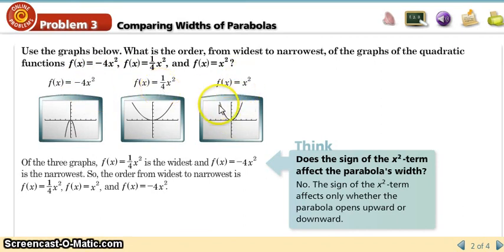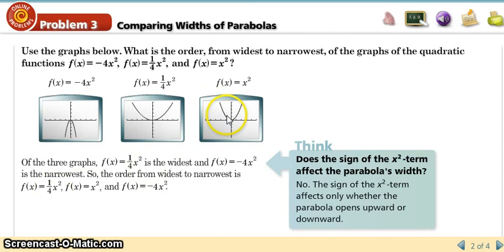So positive numbers mean we're going to open up. Negative numbers, that means we're going to open down. So make sure you have that in your notes. Negative numbers will flip your parabola upside down. Positive numbers makes them open up. The only thing that affects the width of your graph is the coefficient. If your coefficient is a fraction, like 1/4, you're going to have a very wide graph. So that's the widest function we have.